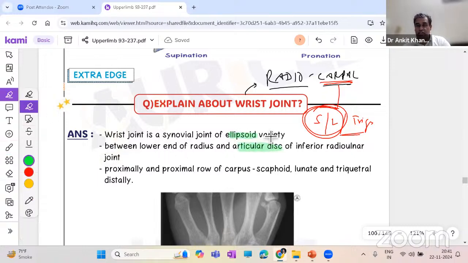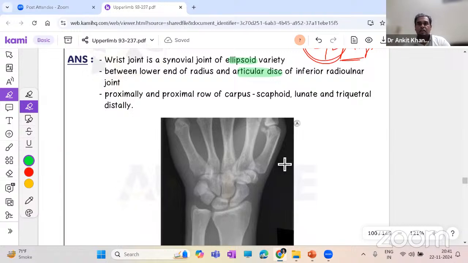There is an articular disc again. It is which type of joint? Ellipsoid, so again, more than biaxial. Proximally, the scaphoid, lunate and triquetral are involved. See, this could be the next question.